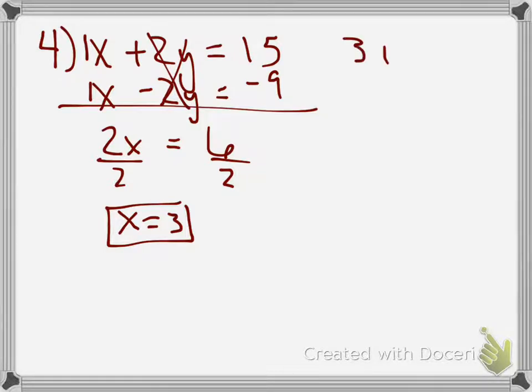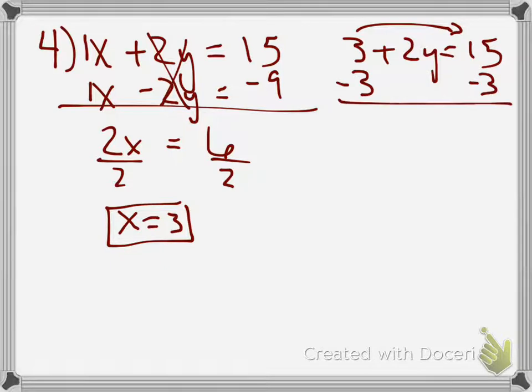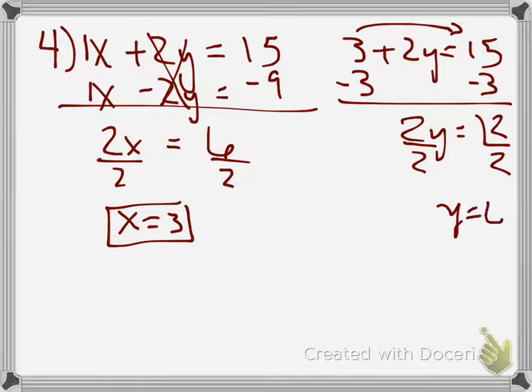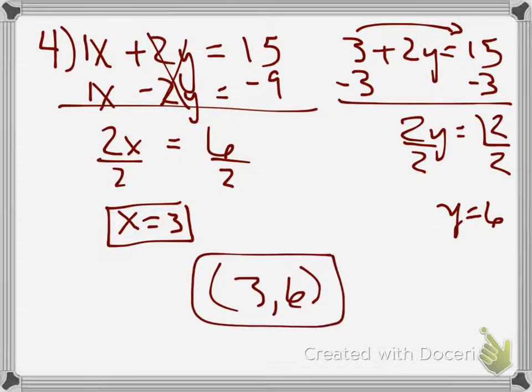So I'm going to put 3 plus 2y equals 15, and then same steps. Subtract, or add or subtract I should say, and then divide. So you're going to substitute, add or subtract, and then you divide, every single time. So here I get y is equal to 6, so my final answer is 3, 6. Okay, so keep in mind you got to make sure that you put it in as a point.